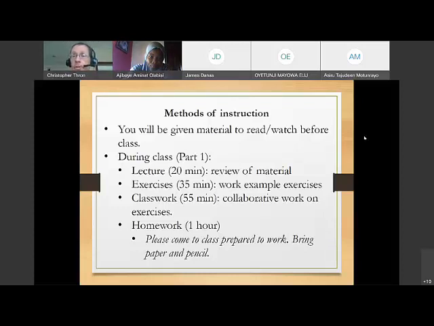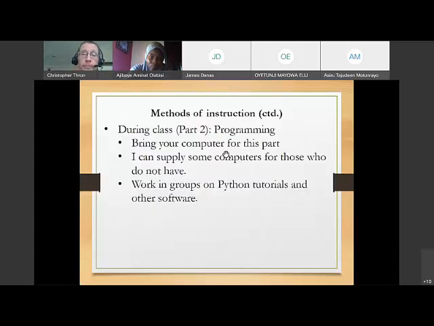Let me see if I can do something here. Can I get the chat maximized here? I guess not. I'll have to work out how to use this better next time.